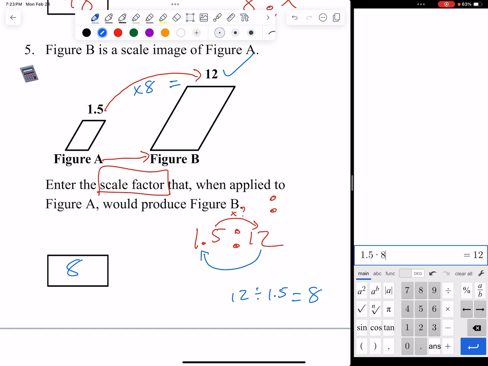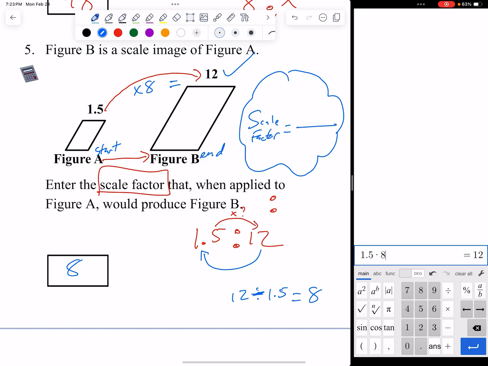This is where I start, and this is where I end. So very, very simple thing to find. Your scale factor is basically division. Do you see this? Dividing. So I am dividing the number that you end at over where you start. Okay? So I ended at 12 and I started at 1.5. So 12 over 1.5 is 8.